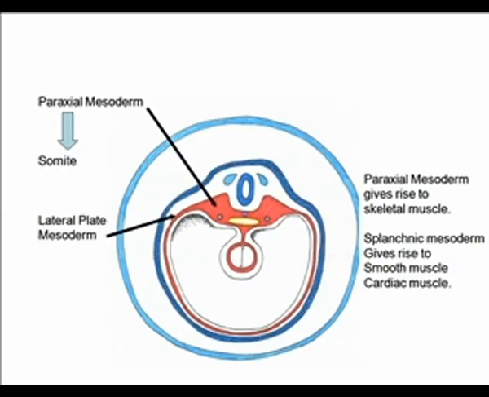When we talk about the development of the limbs, we're looking at contributions from the paraxial mesoderm, which will give rise to the skeletal muscle, and lateral plate mesoderm, which will give rise to the connective tissue, bones, and cartilage in the upper limb.